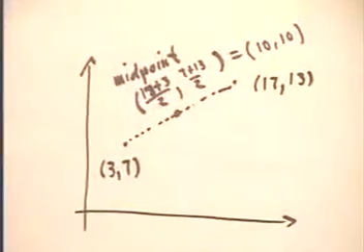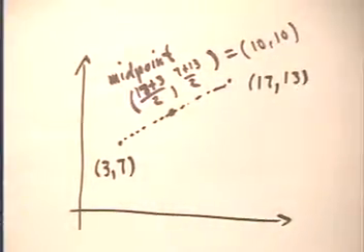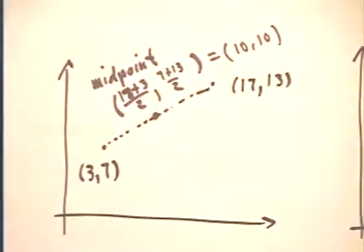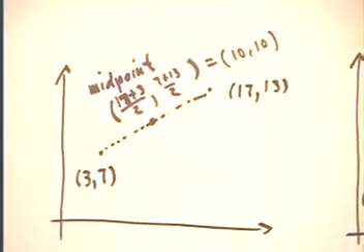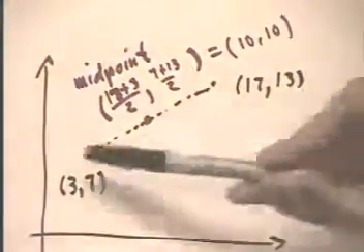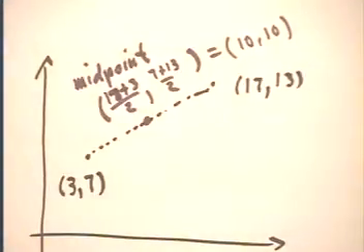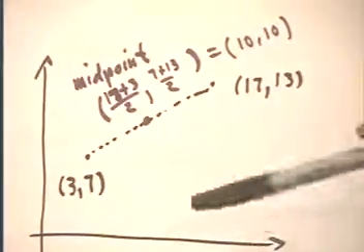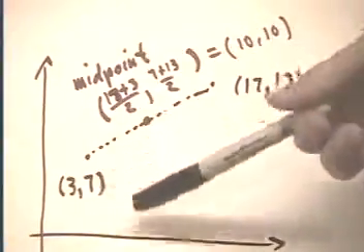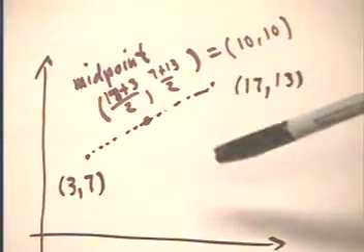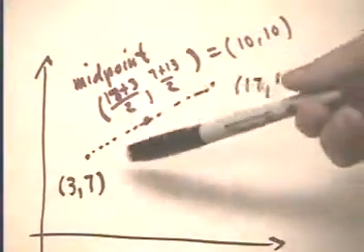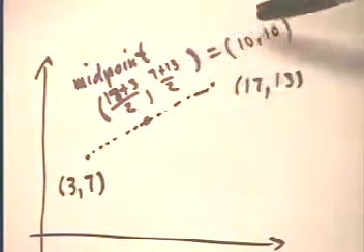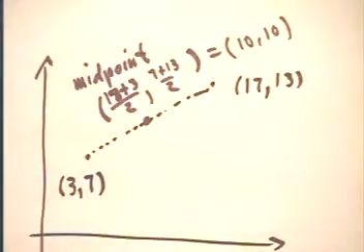Now let's first reason out the midpoint of the line segment between 2 points. The midpoint between 3,7 and 17,13: if the point's halfway between here and here, then it's going to be halfway in the x direction, so the x coordinate will be the average of the 3 and the 17, which is 10. And the y coordinate of the midpoint will be halfway between 7 and 13, which is the average of 7 and 13, or again 10.